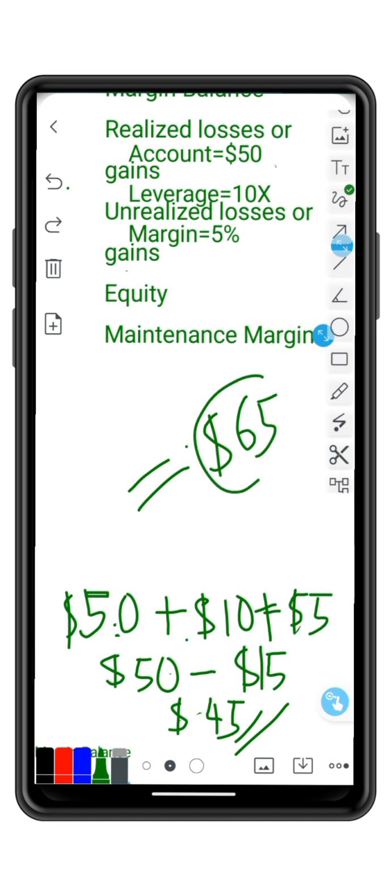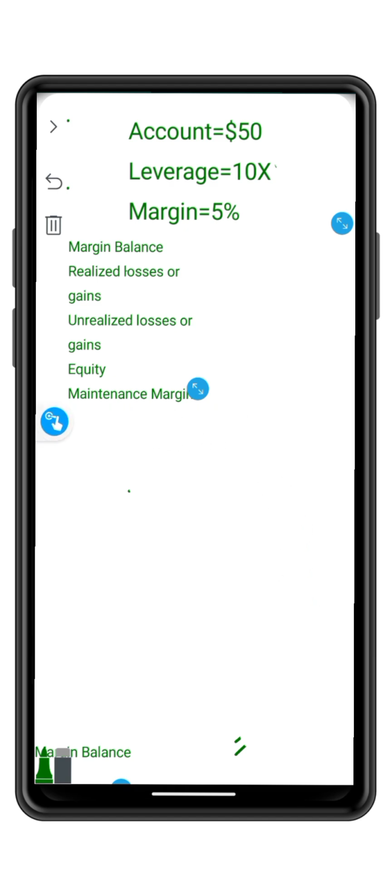So that means your equity is 65 US. So what is maintenance margin? Maintenance margin is the minimum amount that must be in your account for your position to keep running. All right, the minimum amount of money that must be in your account for your position to keep running.